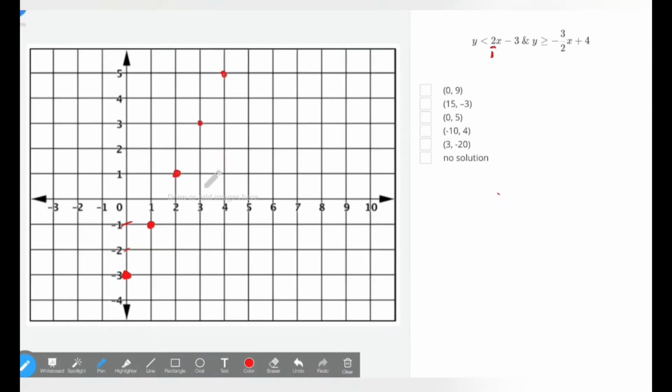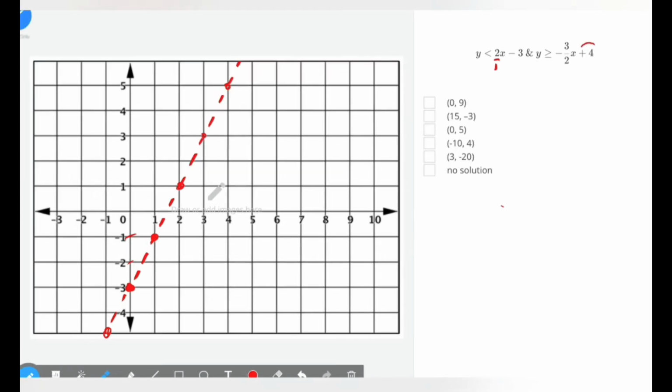Alright. This right here is a dashed line. It's not a solid line. Okay? Alright. This right here we start at 4. I'm going to save this shading part for a little bit. So 4. Then go down 3 over 2. Okay? 1, 2, 3, 1, 2. This right here is a solid line. Alright? So I need to make a solid line through the points.